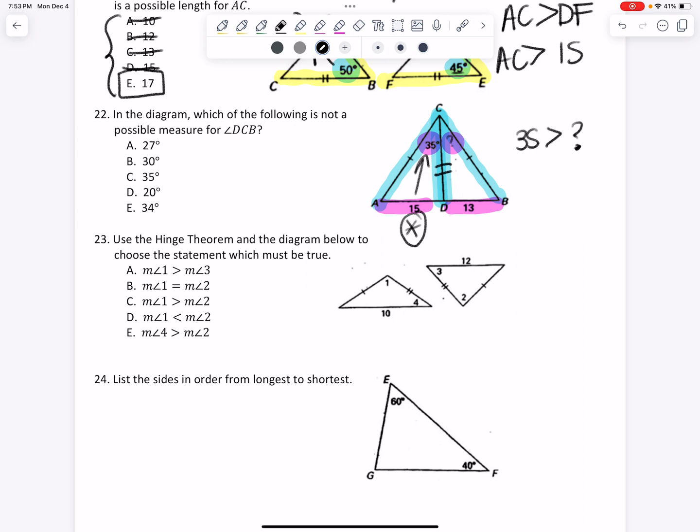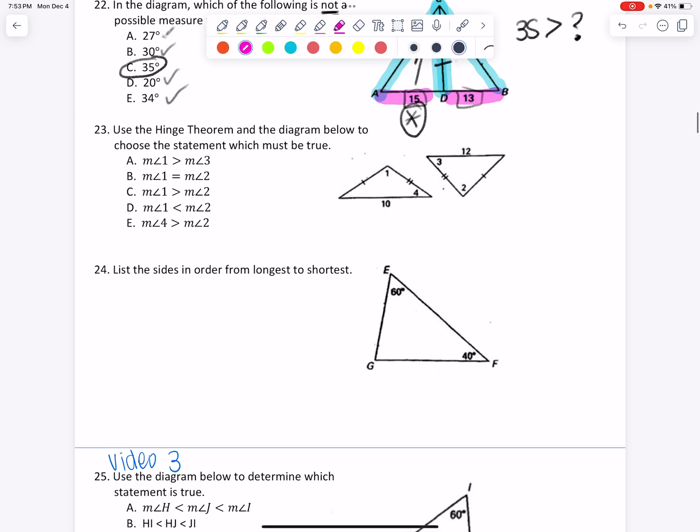And so it says, which of the following is not, oh wow, this is tricky, which of the following is not a possible measure? So to answer this question, which ones could be less than 35? 27 is less than 35, 30 is less than 35, 35 is not, 20 is, 34 is. So the one that is equal to it is the 35-degree angle. Those couldn't both be 35 because they would both need to open to 15 if that was the case. So that would be answer choice C.